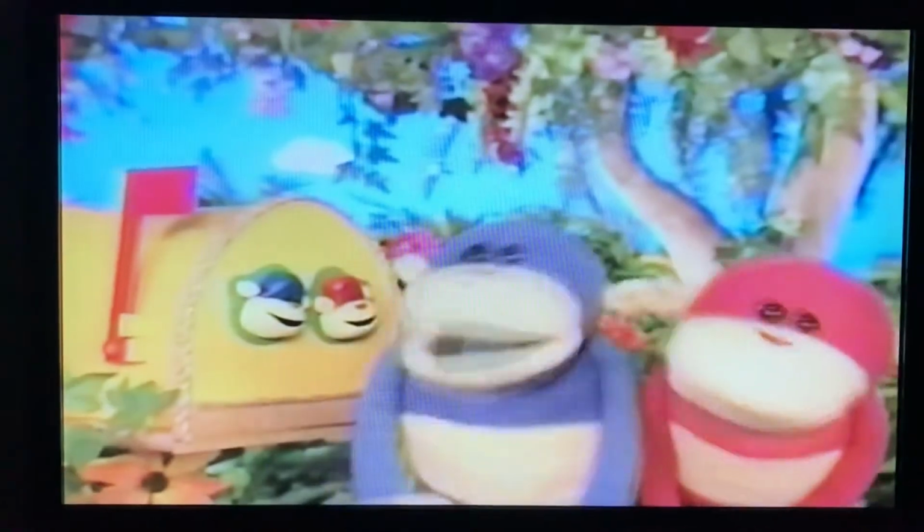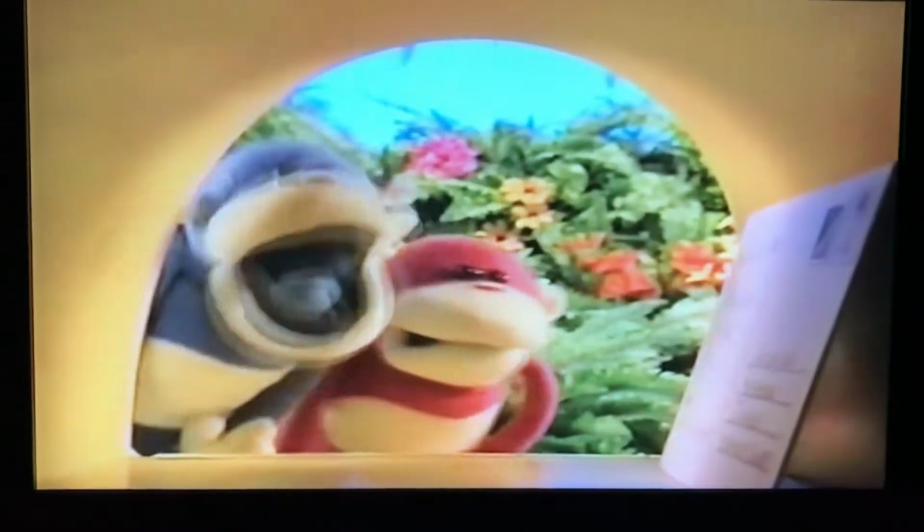Did the monkey mail come? Yes, the monkey mail came! Well, who's it from? It's from Darby! And it says, wanna be a super sleuth? My friends Tigger and Pooh are coming up on Playhouse Disney!